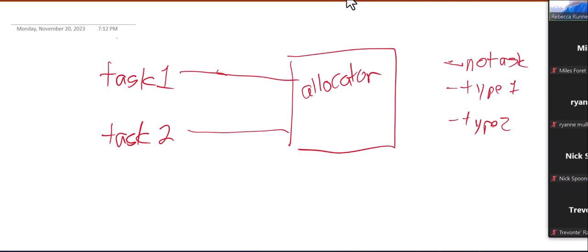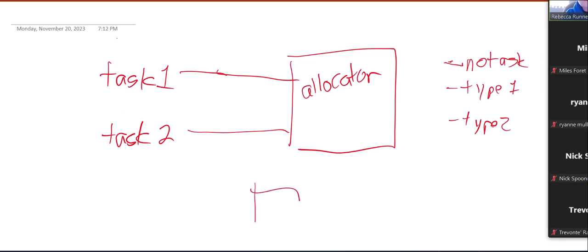Okay, so to repeat, we have an allocator that accepts 2 tasks at a time, and those 2 tasks can be of one of 3 types: either no task, type 1, or type 2. So then what happens next? It decides where to put it. Okay, decides where to put it. And when you say where to put it, what kind of choices do we have? Station 0 or 1.